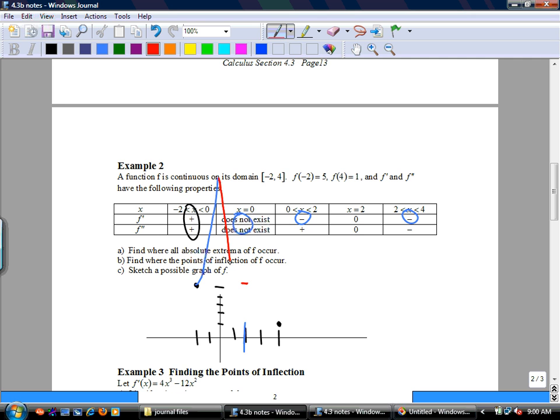Fall. And then fall some more. But watch how you fall. You're concave up and then you're concave down.